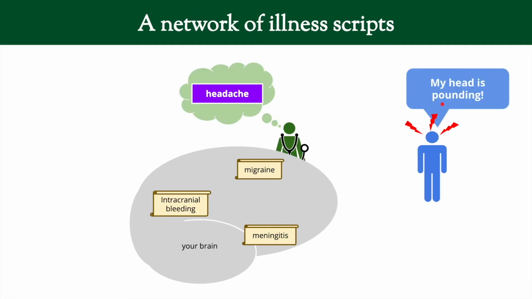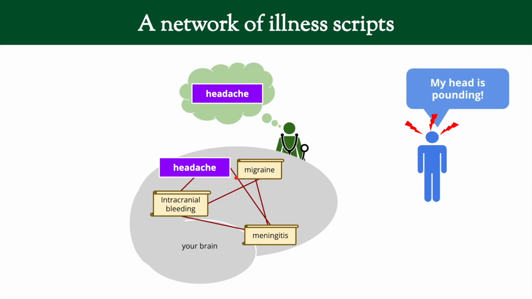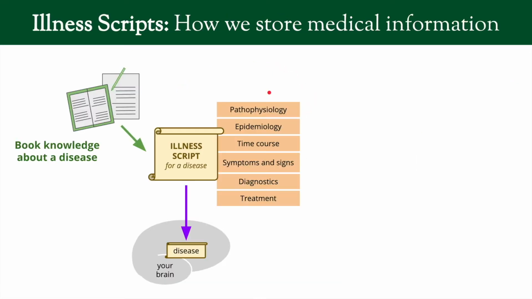And so the trick is when you have someone who's presenting saying that their head is pounding, you translate this to mean that they have a headache. And now you have to go and pull the appropriate illness scripts from inside your head. And the best way to do that is to interconnect these illness scripts so that whenever you have someone with a headache, you pull up all of these things together. And so this interconnected network of illness scripts are going to help you compare and contrast various diagnoses that may present with headache.